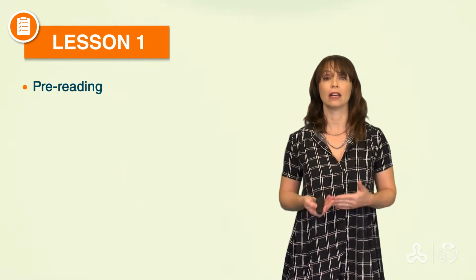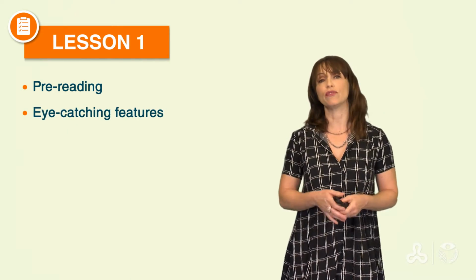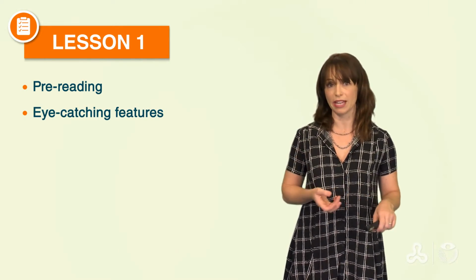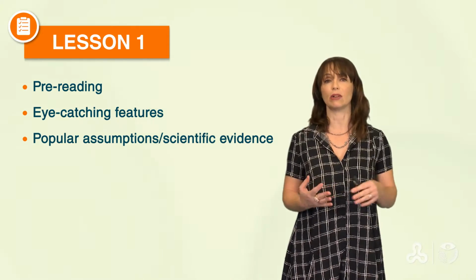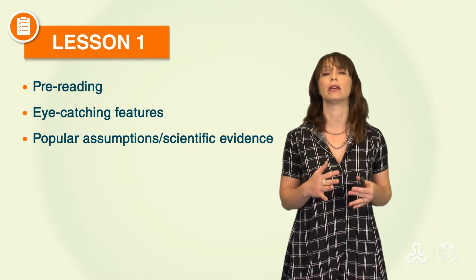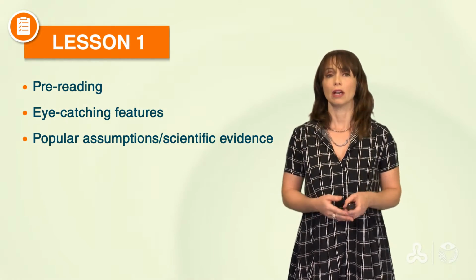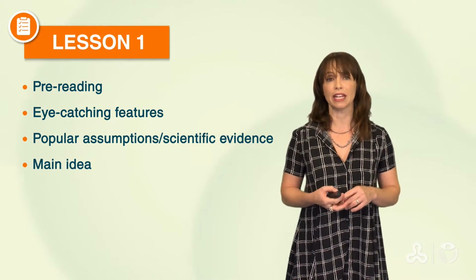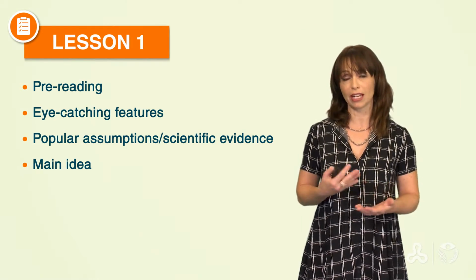Okay, so finally we're here at lesson number 1, the beginning. As you know from previous units, hopefully, we always begin our text with pre-reading. We're trying to prepare ourselves for the subject of the text. We're going to be looking at the eye-catching features, all the items that catch the eye in the text. We're going to be looking at the popular assumptions and scientific evidence, because often writers start with some popular assumption in order to present what really happens in the scientific research. And we're also going to be focusing on the main idea, and of course recognizing the main idea in a text is very important for understanding.